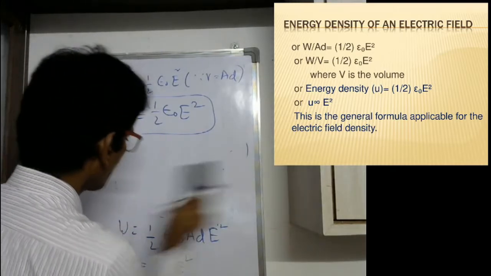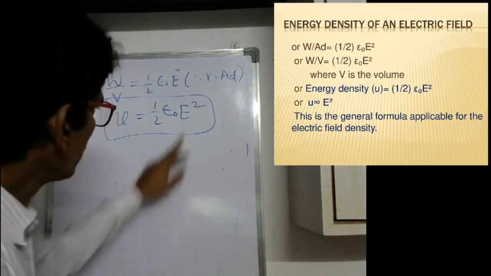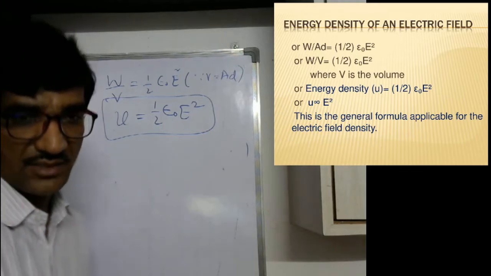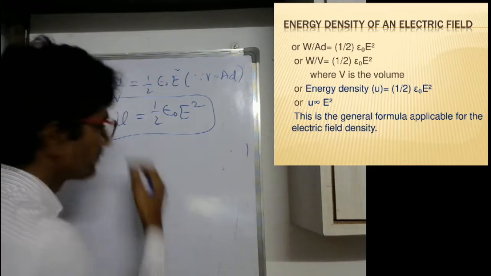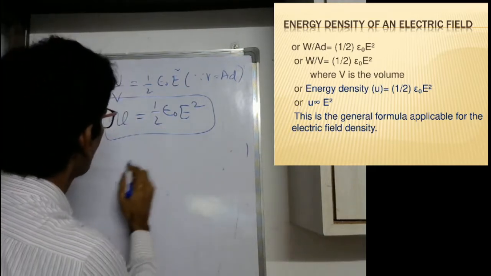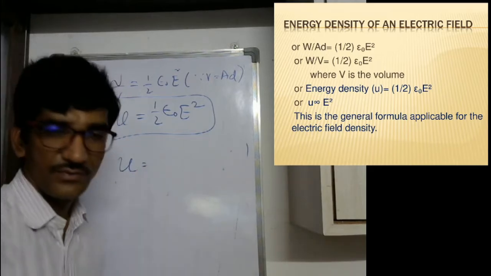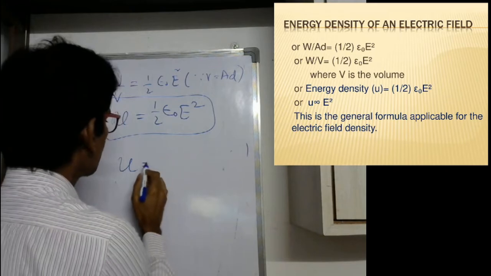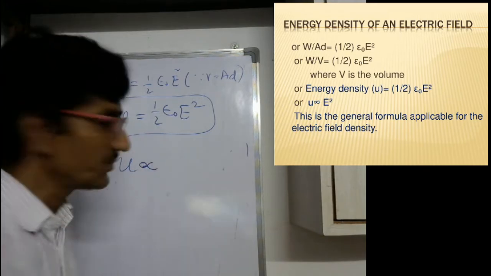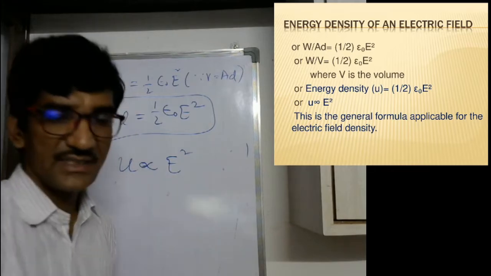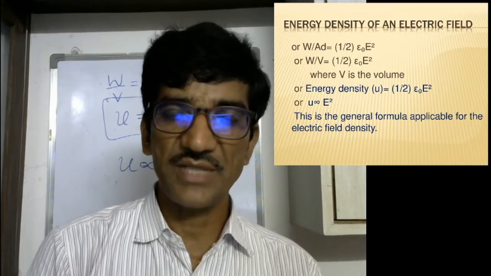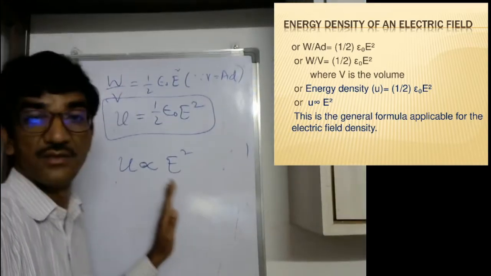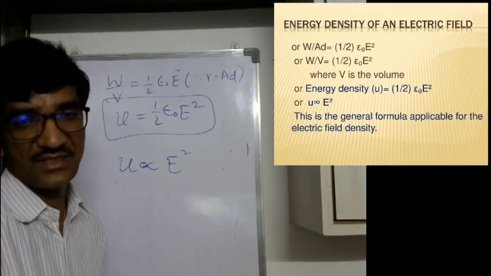Energy density depends upon the magnitude of this electric field vector. Okay, magnitude of the electric field vector. U is proportional to E square. It is something like intensity of the light. Okay, it is proportional to the amplitude square. Here you have E square, magnitude of the electric vector whole square.